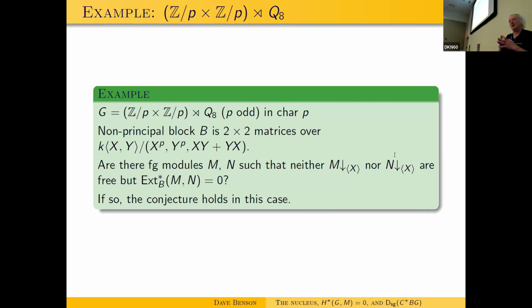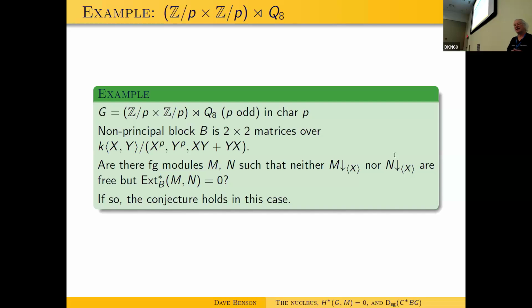So what does that block look like? Well, it was actually determined by John Alperin a long time ago, and that actually led to a lot of trying to understand non-principal blocks in this sort of semi-direct product situation. And the structure is as follows. It looks a bit like a quantized version of an elementary abelian p-group. So it has two generators x and y, which anti-commute instead of commuting, but their p-th powers are 0, like the generators g minus 1 in an elementary abelian group.